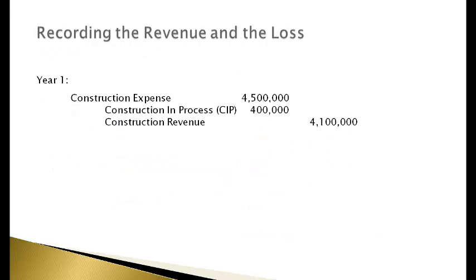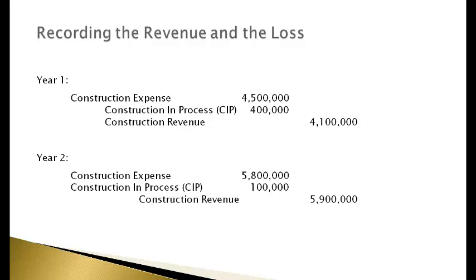100% of the expected loss of $400,000 is recorded in year 1. Losses are recorded with a credit to construction in process because they reduce the value of the expected benefit to the company. Construction expense is recorded for the current year cost, and revenue is recorded for the amount that gives the estimated income. In year 2, $100,000 income is reported. Construction expense is recorded for the amount of cost incurred in year 2, and construction revenue is recorded for the difference.